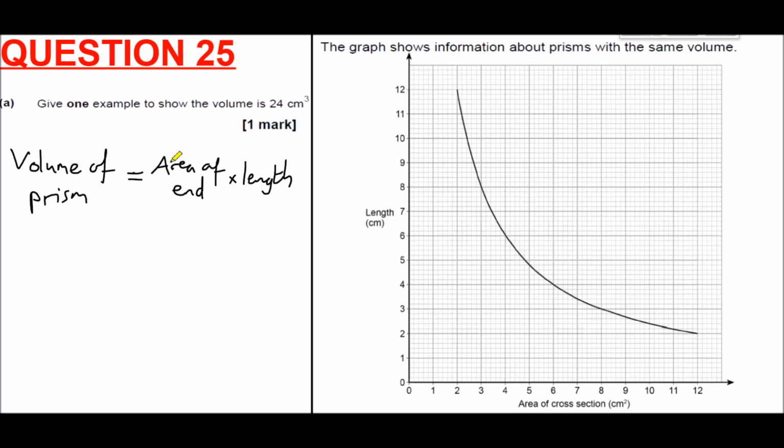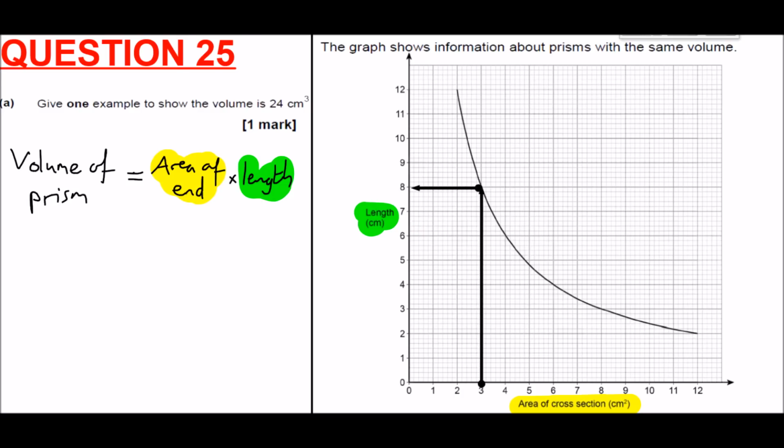So all we need to do is to pick two values of what the area of the end may be. Now, as I say, the area of the end is just me saying the area of the cross-section in simpler language, really. And the length is the value of y for any particular point on the graph. So what I'd suggest is just pick any nice and easy point which crosses a square at a corner, so it's easy to read. And so we could go for this point here, for example, at 3 and 8. So for example, when the area is 3, the length's 8.